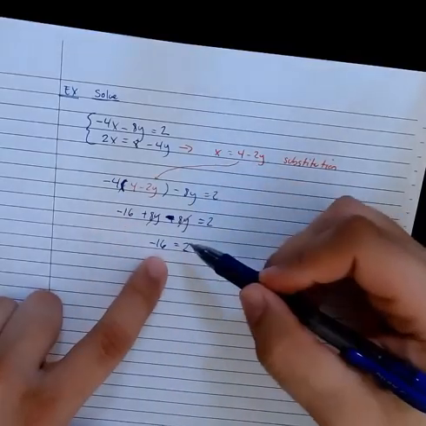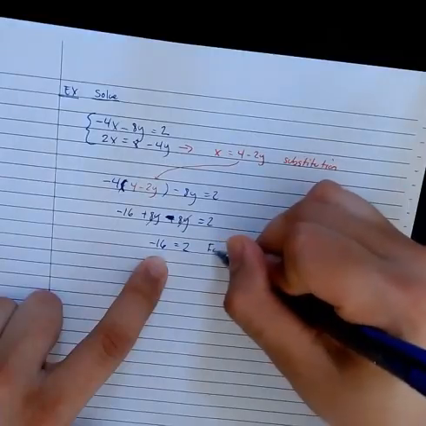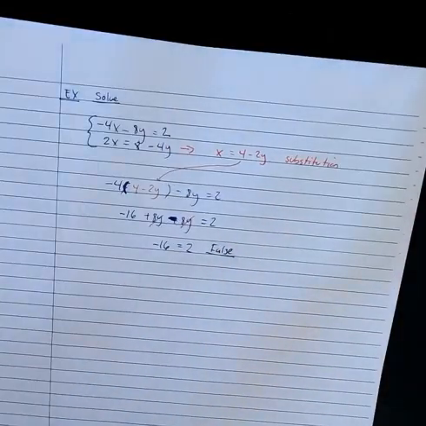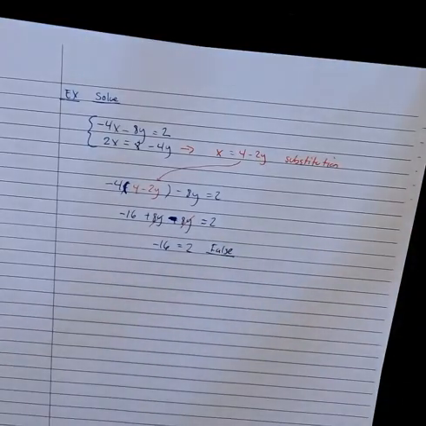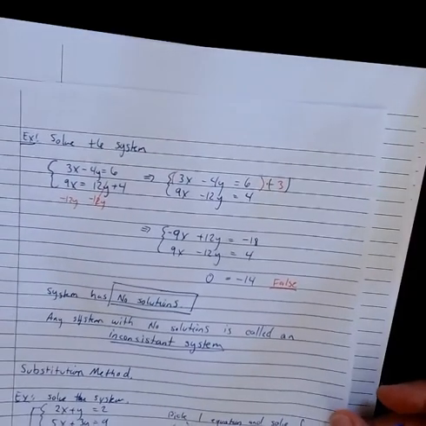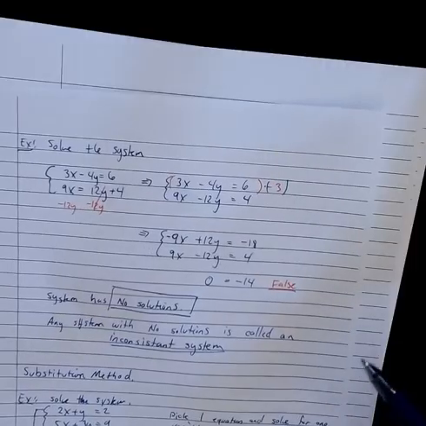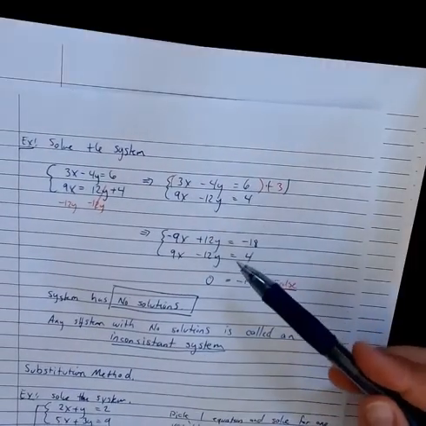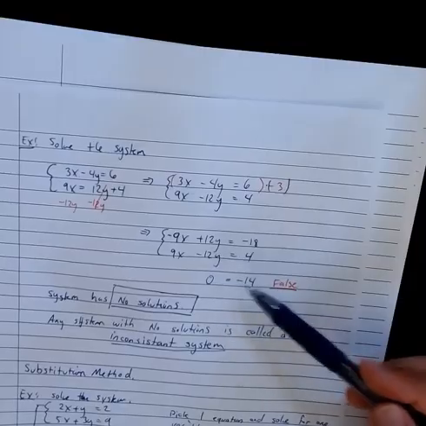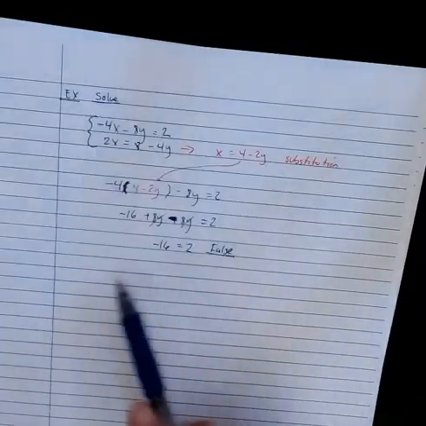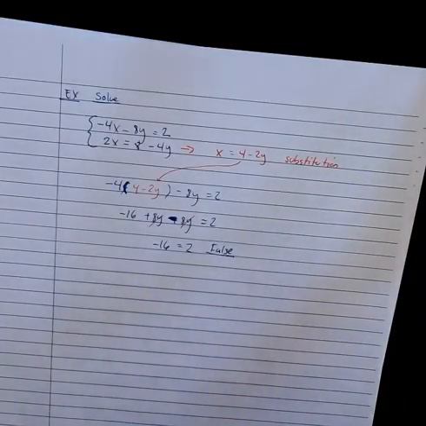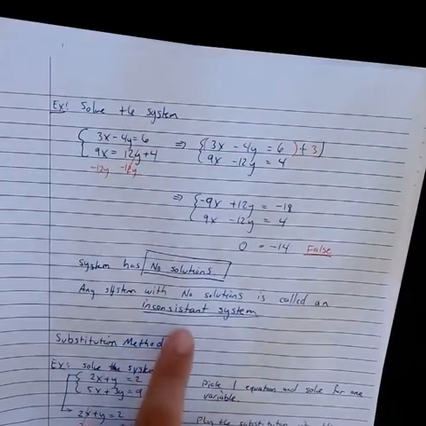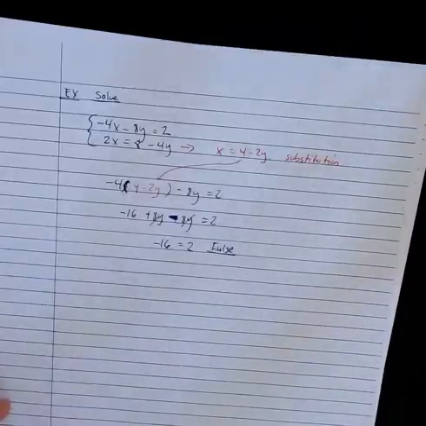So all of your variables disappeared, and you're left with a false statement. Notice we saw that in a previous example. When all of your variables disappear, before we used the addition method, now we're using the substitution method, but in the end, we have the same kind of results. All variables disappear, and you end up with a false statement. Whenever that happens, we end up with an inconsistent system. This will have no solutions.